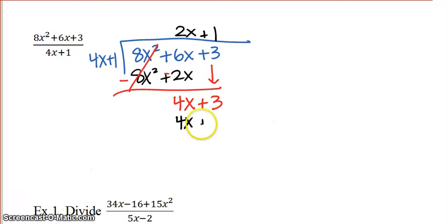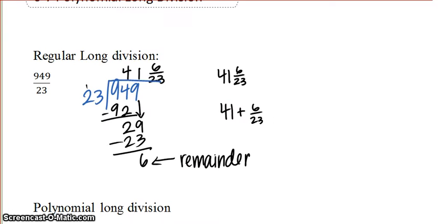And 1 times 1 is 1, and then we need to subtract, so change those signs, and those cancel, and we're left with 3 minus 1, which is 2. Again, we can't go any further, because nothing times 4x, well, there is something, but it would be a fraction, so that's how we're going to write this remainder. Once we go all the way to the end, that's our remainder.